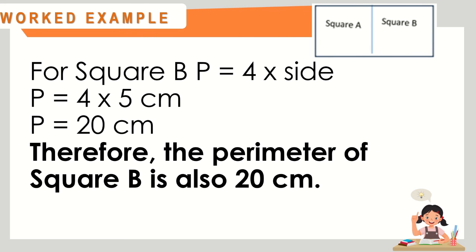For square B, P is equal to 4 times side. P is equal to 4 times 5 cm. P is equal to 20 cm. Therefore, the perimeter of square B is also 20 cm.